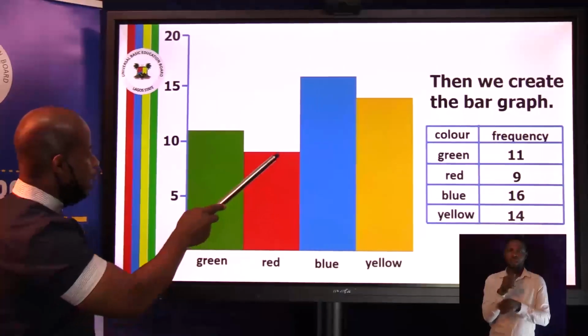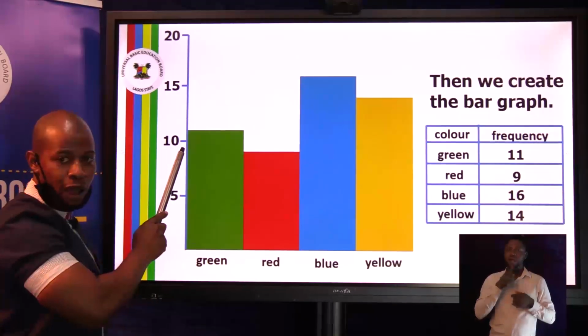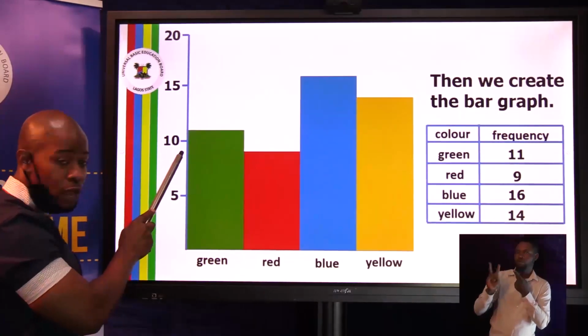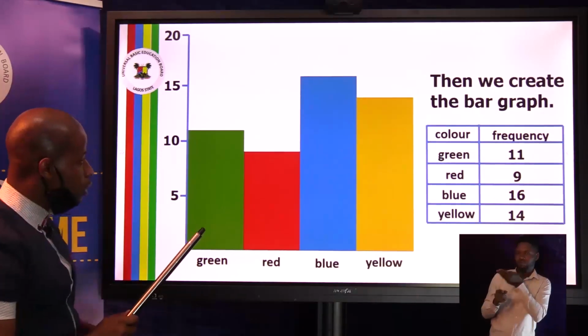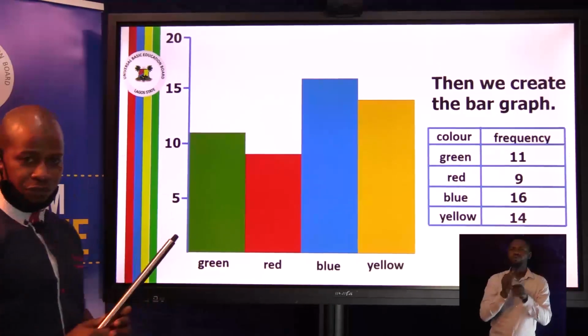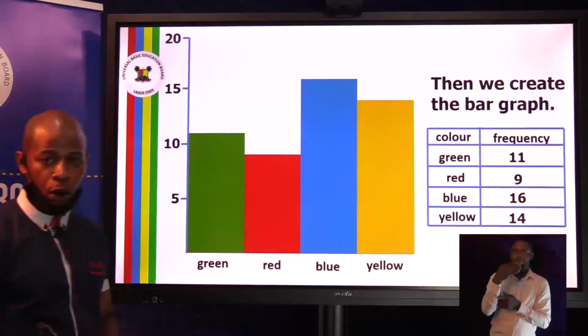So look at the red bar. Can you see that it has not gotten to 10? It will stop at 9. Because if we have to write 1, 2, 3, then 9 will be somewhere here. Look at the blue bar. That goes just after 15, and that means that there are 16 blue balls.